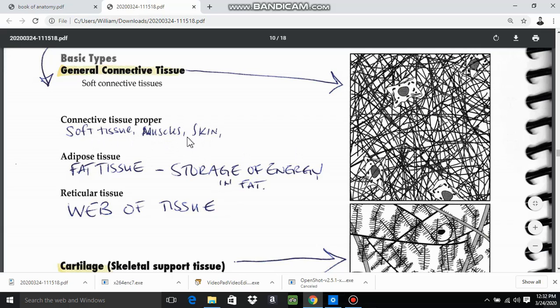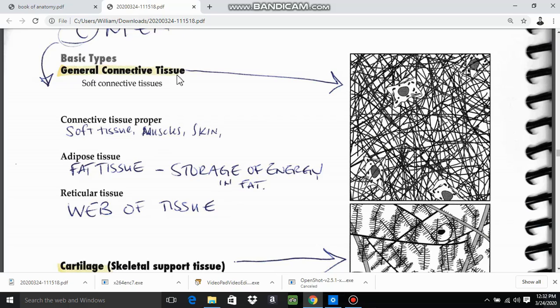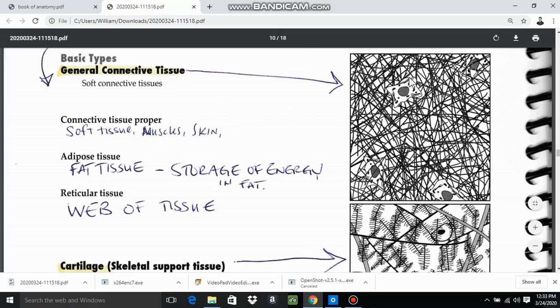Okay, so general connective tissue is soft tissue, muscle, and skin. I know muscle is its own type of tissue, but it is considered connective. Under general connective tissue, you're also going to have adipose tissue and reticular tissue. Reticular, I believe, is a web of tissue, because I actually Googled it.